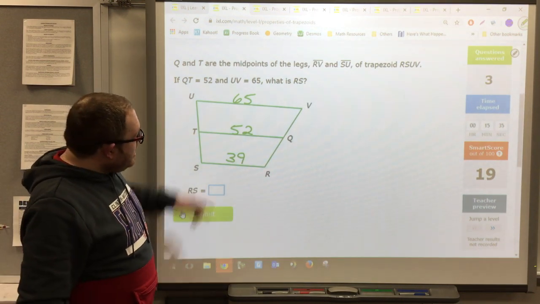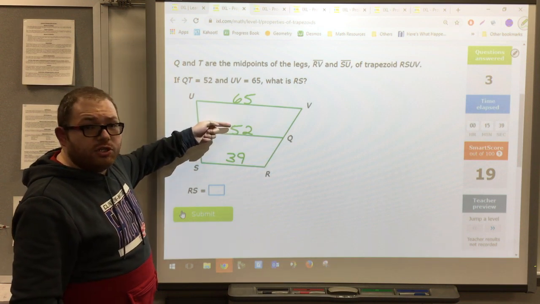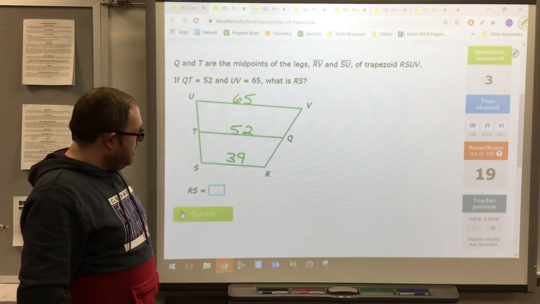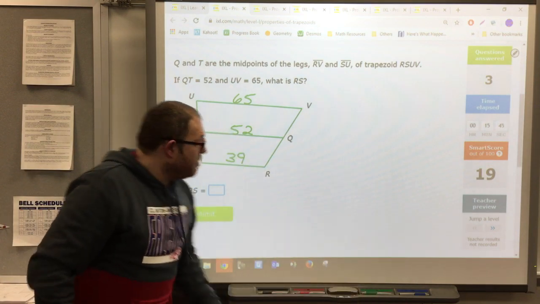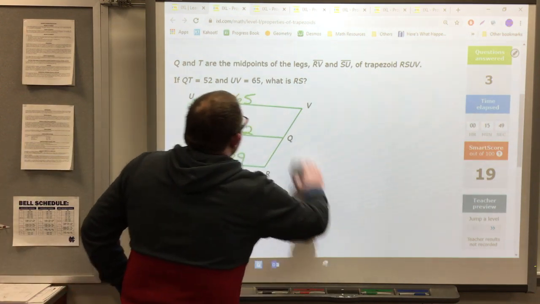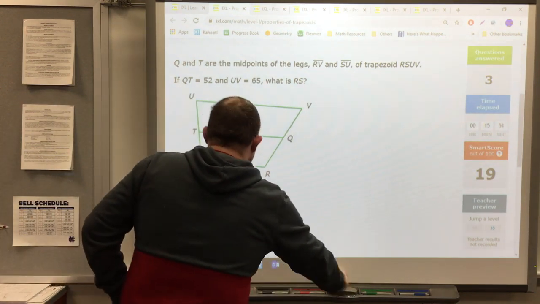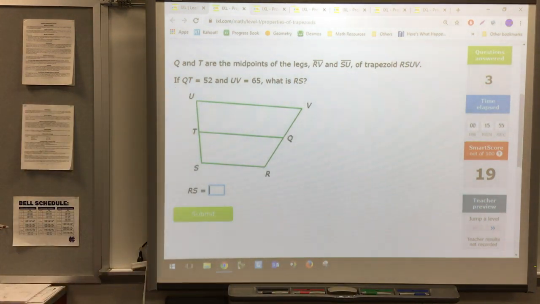So now I can see the biggest one, minus 13, and then 52 minus 13. And that gives me RS. We'll go ahead and confirm that 39 is the answer, and then we will move on. Currently, we have a score of 19. Let's make sure that improves.